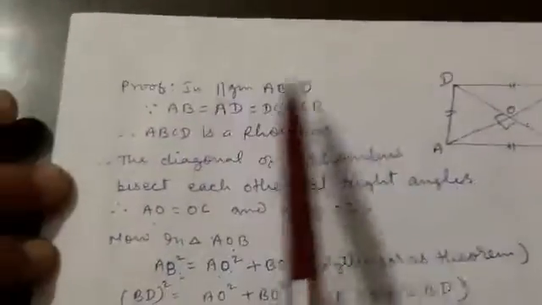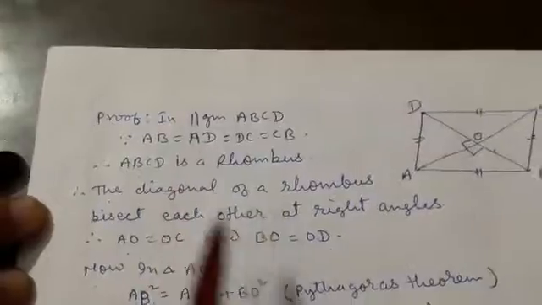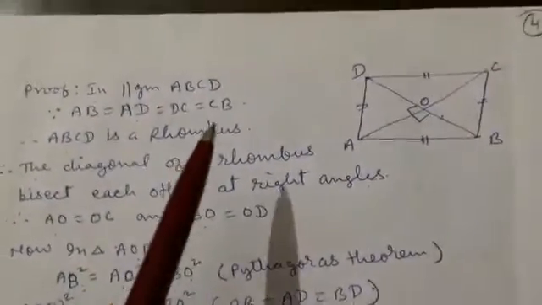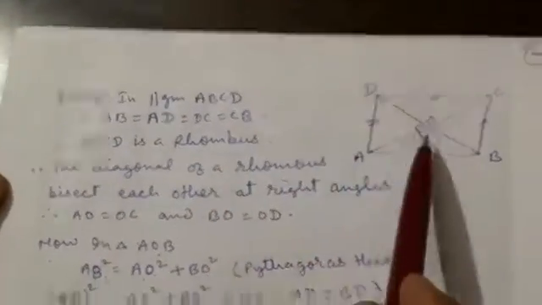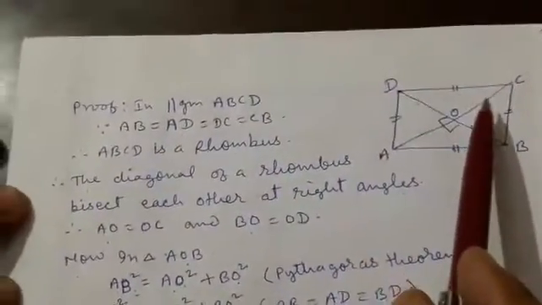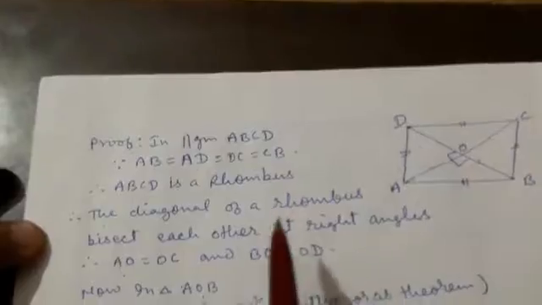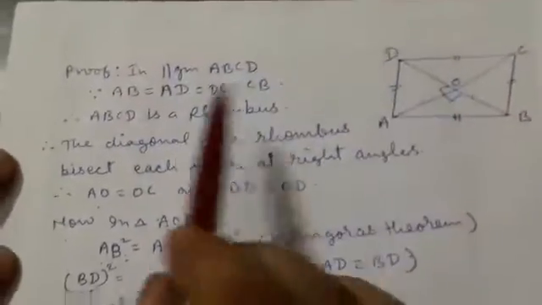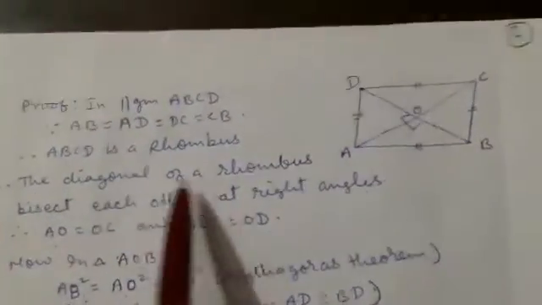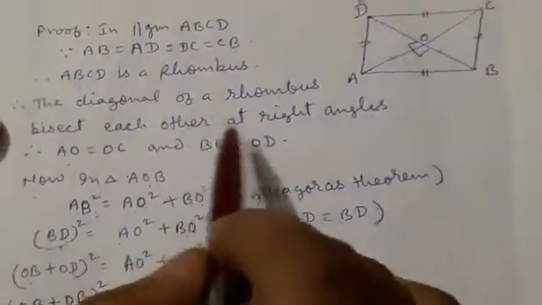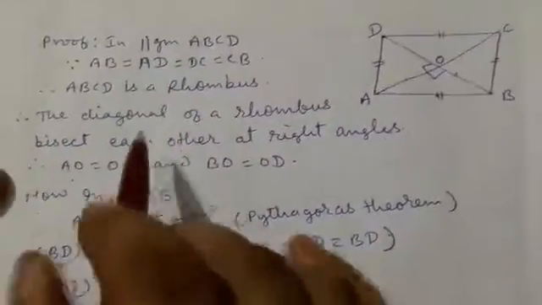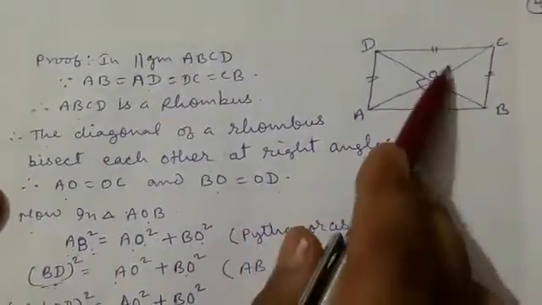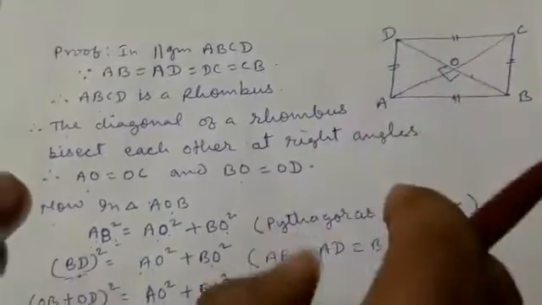In parallelogram ABCD, AB is equal to AD is equal to CD is equal to CB, it is given. Therefore, if all sides are equal, then it is a rhombus. As we know, the diagonals of a rhombus bisect each other at right angles, so we can say that AO is equal to OC and BO is equal to OD.